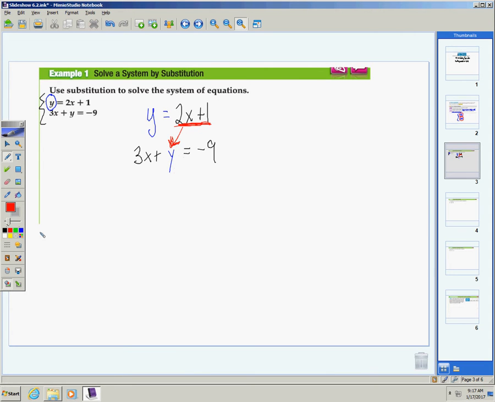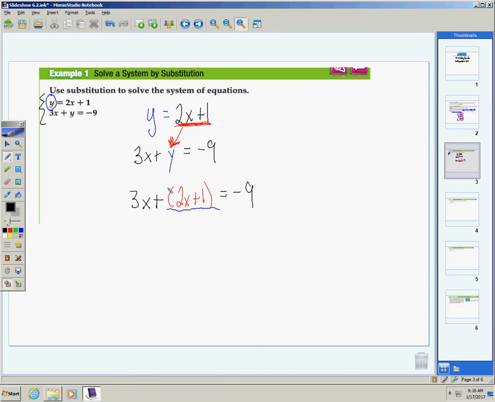So what that will look like, I'll get 3x plus, and instead of writing y, in that same spot where the y was, I know since y equals 2x plus 1, and remember we always put things in parentheses when we plug them in, I can write 2x plus 1 equals negative 9. So notice, I rewrote this equation, but I didn't change it because y is the same thing, y equals 2x plus 1. So I can just substitute in or replace y with 2x plus 1.